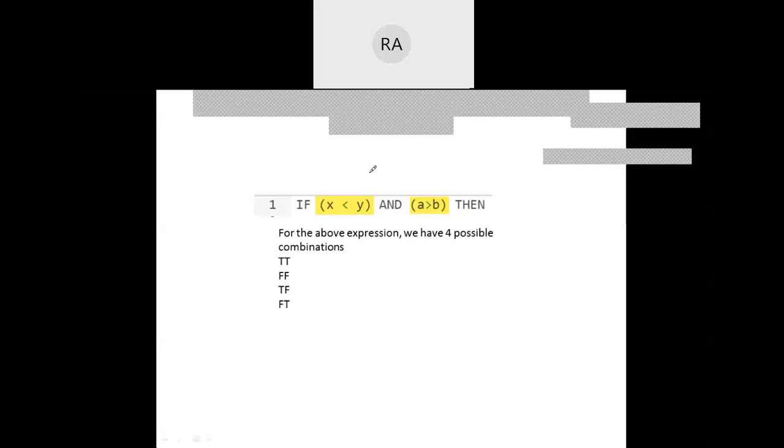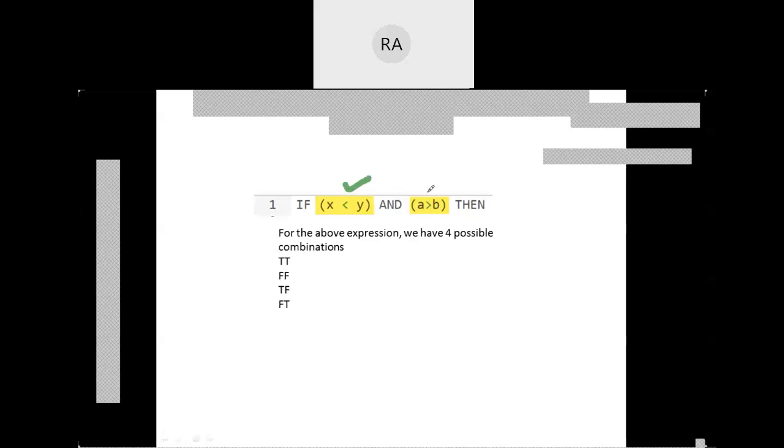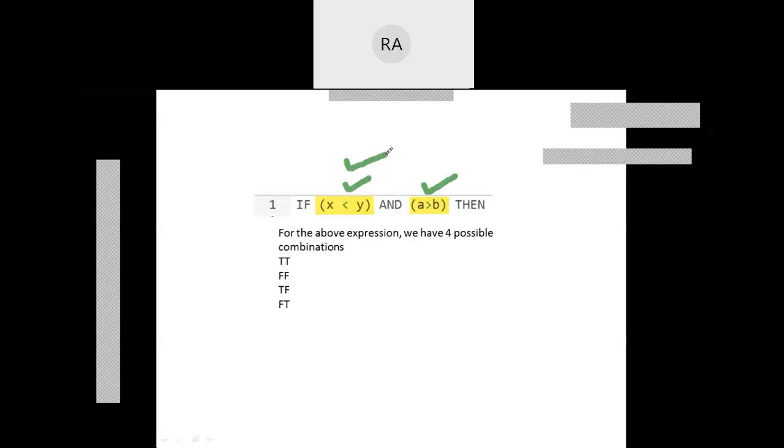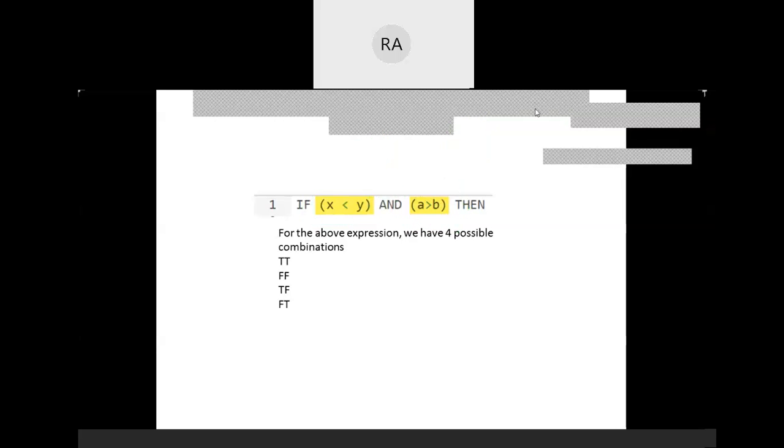Here this can be true and this can be true. This can be true and this can be false. This can be false and this can be true, and this can be false and this can be false. So I'm going to get 2 raised to 2 combinations because two expressions are present. The number of possible combinations for this particular AND is going to be 4: true-true, true-false, false-true, and false-false. These are the possible combinations.